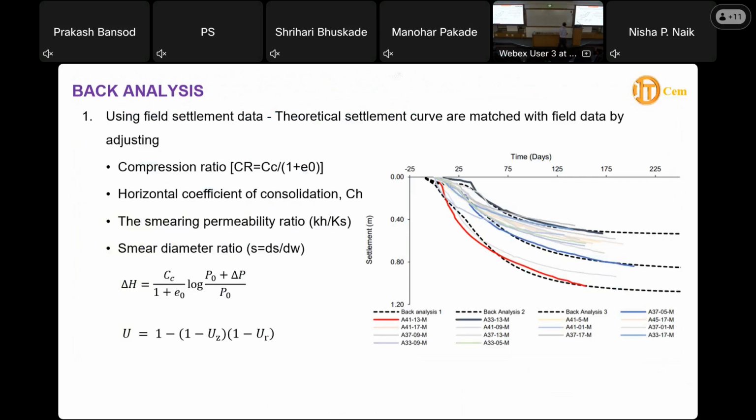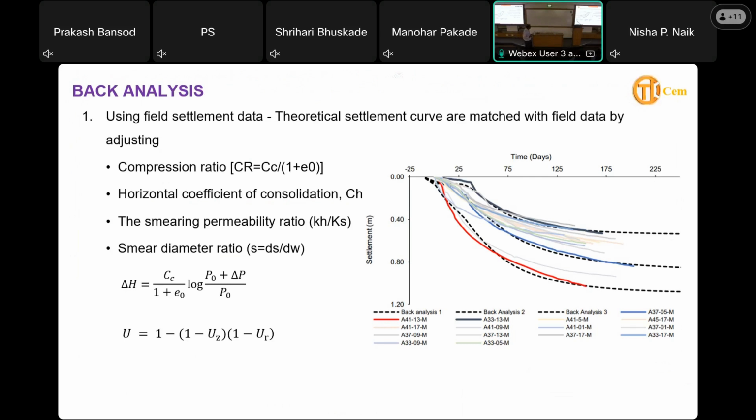Now this is more technical: back analysis of the instruments. You can see a massive number of instruments was installed, and we have back analyzed all of them. Whatever theoretical calculations we do, they will never match, on any project, because the ground will perform on its own.